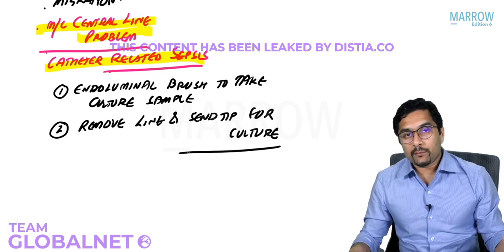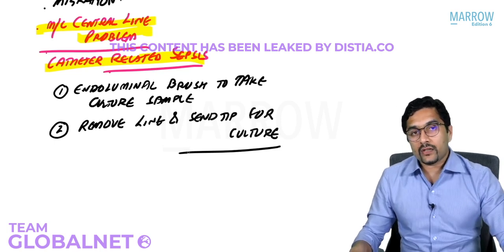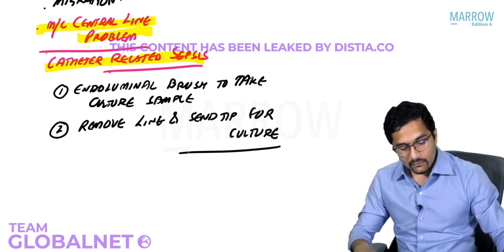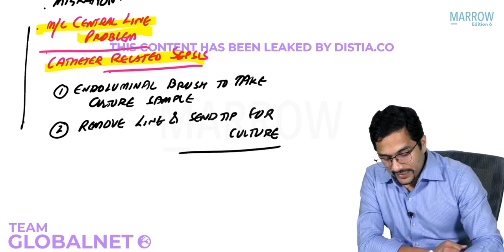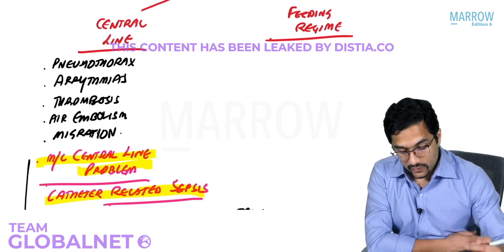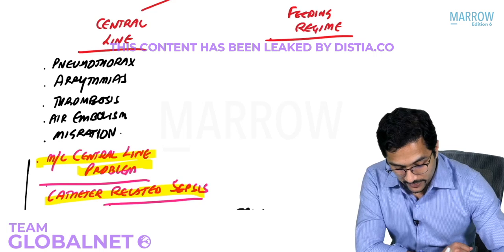Right? So that is how we can get to know what is the source of infection in these patients. Concurrently, we will also send a blood culture in these patients who are running fever with a central line in place. So this is the most common central line problem, and I told you subclavian central lines have the least risk of infection.